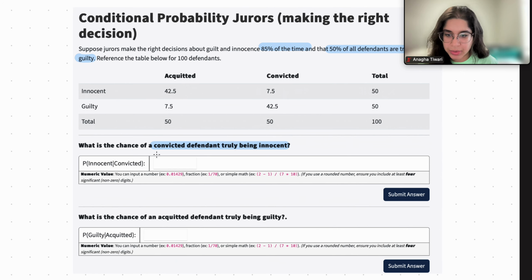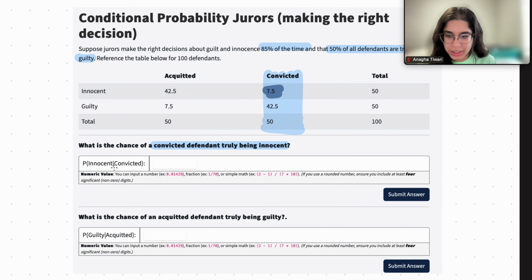So here it says, what is the chance of a convicted defendant being truly innocent? So here we have probability of innocent given convicted. If I look at my convicted column right here, out of 100 people, 50 people are total convicted, right? And out of those 50 people, how many are innocent? Well, that's 7.5, right? That's given in the table.